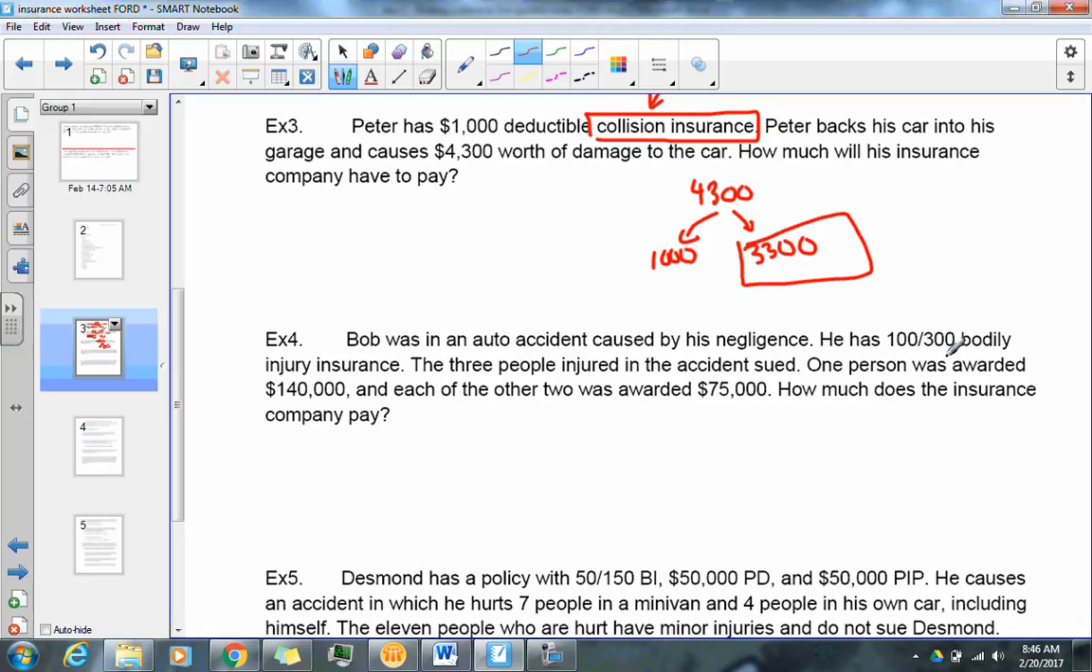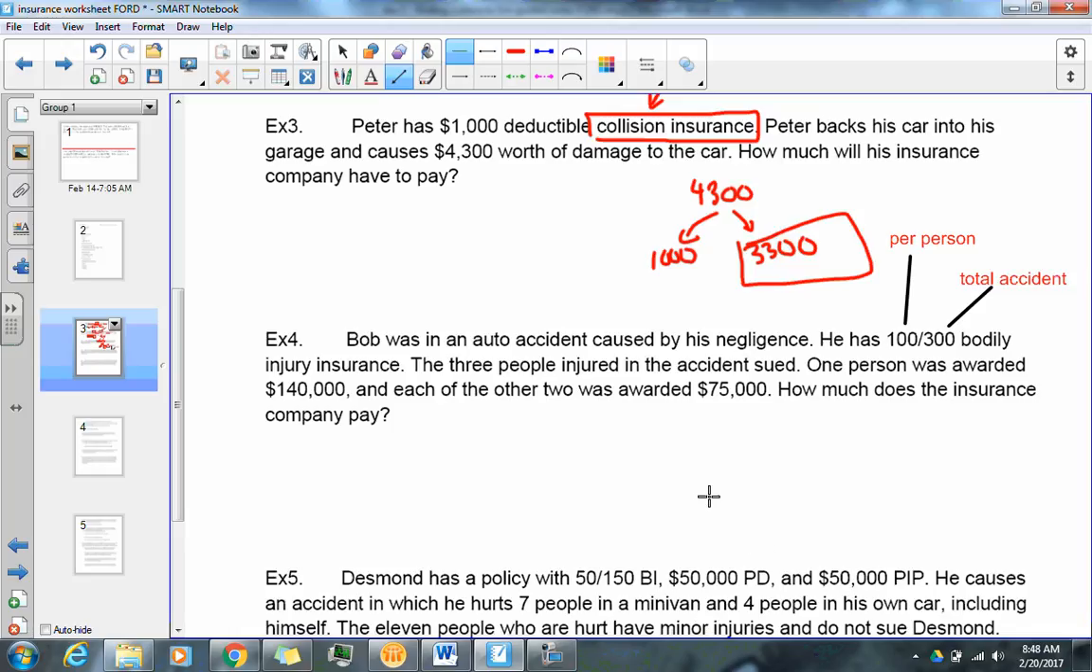All right, Bob was in an accident caused by his negligence. He has a 100/300 bodily injury insurance. Okay, stop right there. 100 stands for $100,000, and that represents per person. So for everybody involved in that car accident, the insurance company will pay $100,000 for that person, but not more. The total for the accident is 300, meaning $300,000, so the insurance company will not pay more than $300,000 for that one accident.